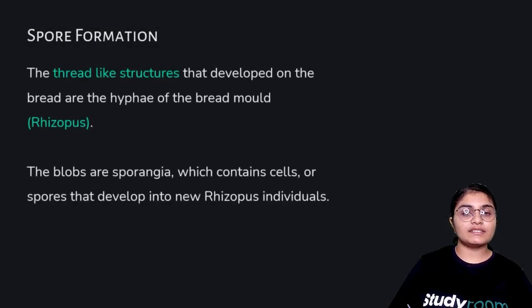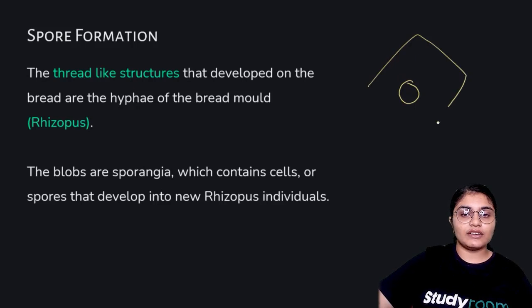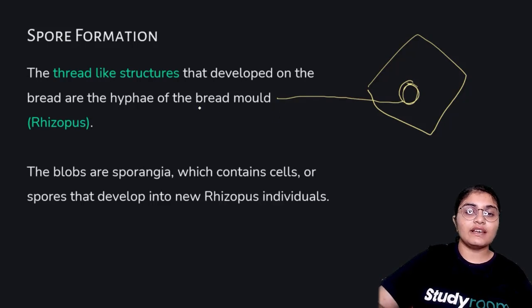The thread-like structures that develop on the bread are the hyphae of the bread mold known as Rhizopus. The bread mold that we saw in the first slide, in that you could see that there was a certain kind of growth in a piece of bread, with which you can say that the bread was stale. So this growth is caused by fungi known as bread mold, and the scientific name is Rhizopus. The blobs are sporangia, which contain cells or spores that develop into Rhizopus individuals.